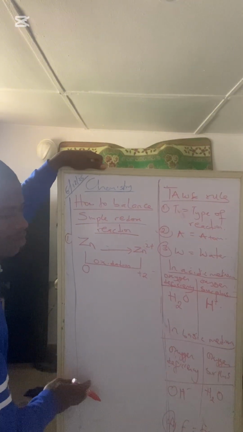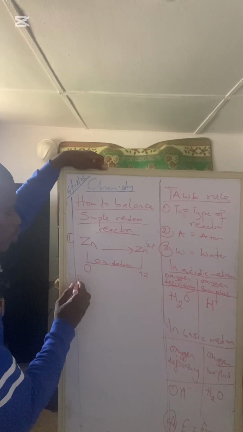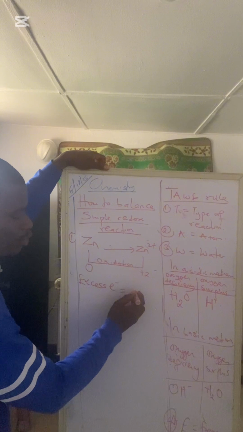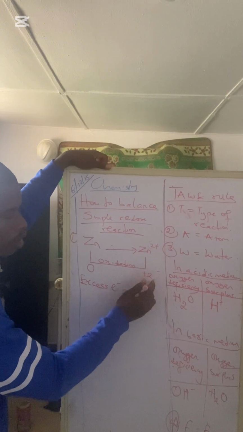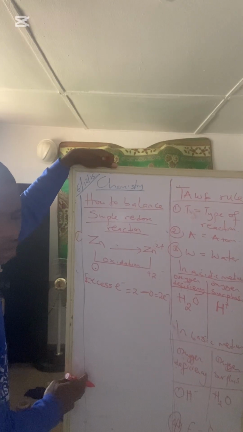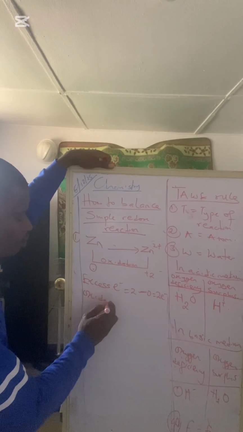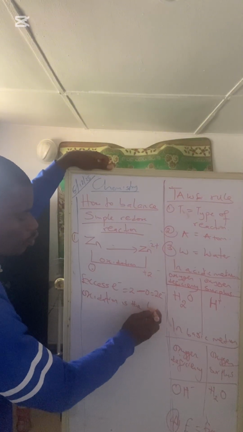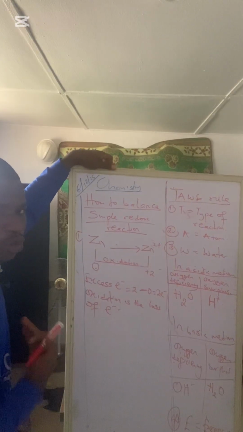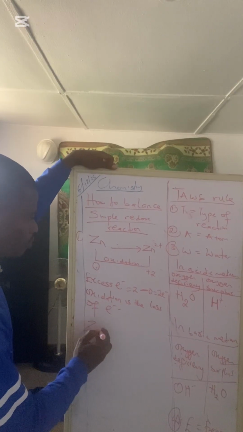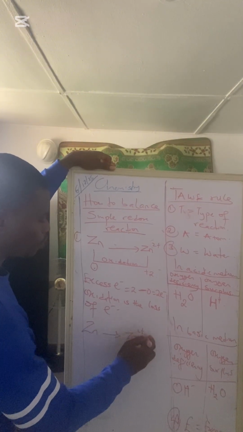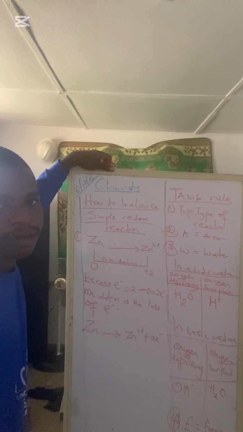Then the fourth one, let's balance the excess electron. E minus means electron. You first write minus in between there. This minus is part of the formula. So you have 2 minus 0, so the final answer is 2 electrons. Then you add it. What is oxidation? Oxidation is the loss of electrons. What we mean by loss is that it will be added to the other side. So Zn liberates to Zn2 plus 2e minus.